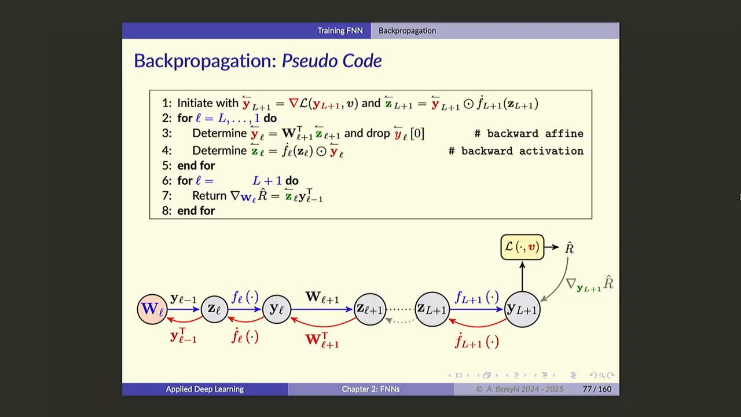If you want to compute the gradient with respect to any weight matrix, you just need to know the corresponding z and y: which y went into this linear layer and which z came out of it. You just multiply them, you take the outer product. This is the gradient with respect to that w. Okay? Is everybody clear? Questions on that?